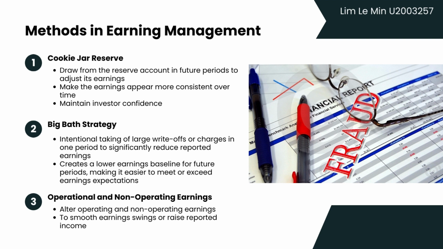Operating earnings are a company's core business income. This covers sales revenue, cost of goods sold, operating expenses, and depreciation. However, non-operating earnings derive from non-core business activity. This includes asset sales, investment income, and other one-time events. Earnings management can alter operating and non-operating earnings. For example, earnings management may use non-operating earnings to smooth earnings or raise reported income. Besides, delaying revenue recognition or altering expense accruals might overstate operating earnings. That is all of the methods.